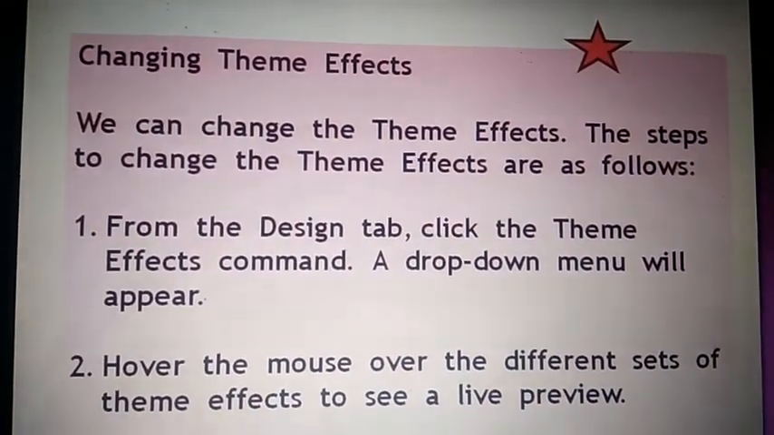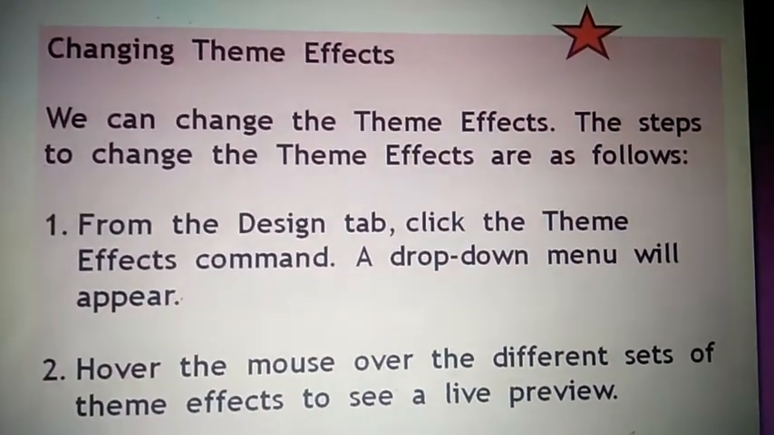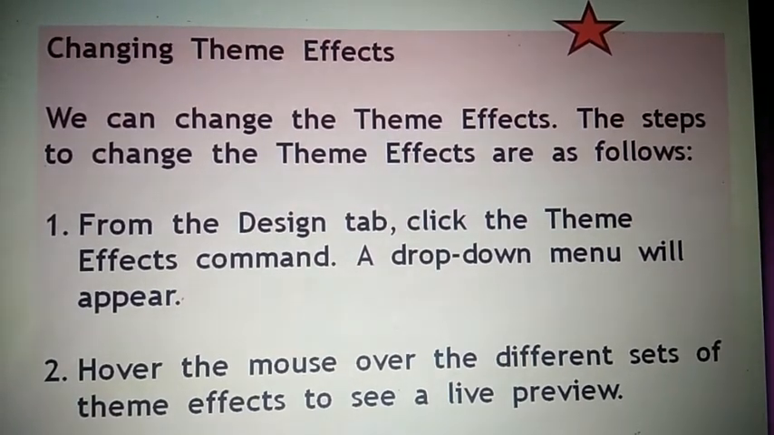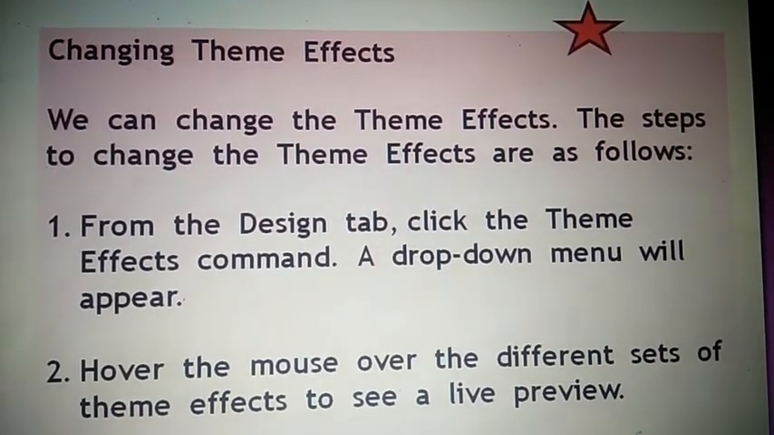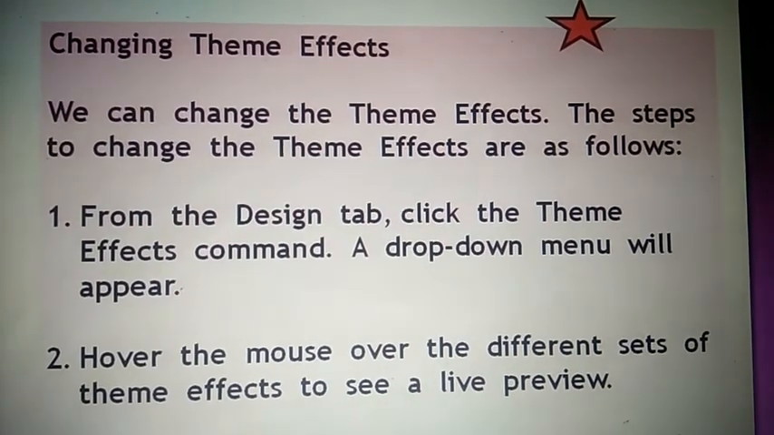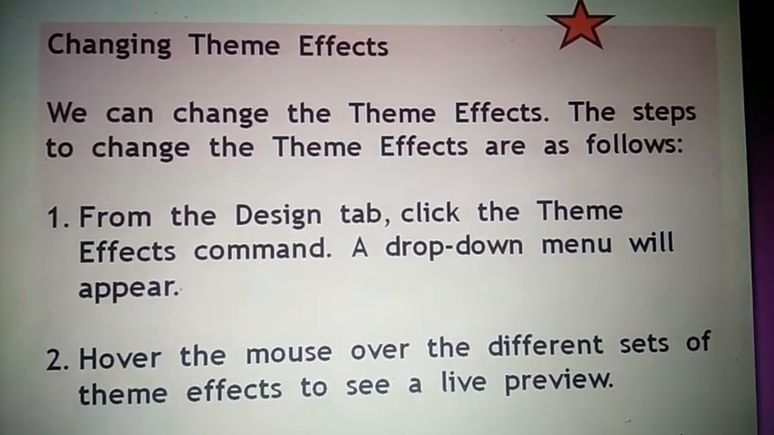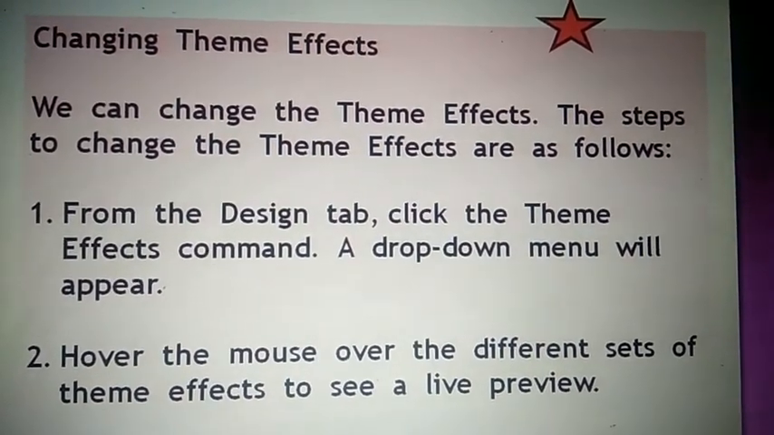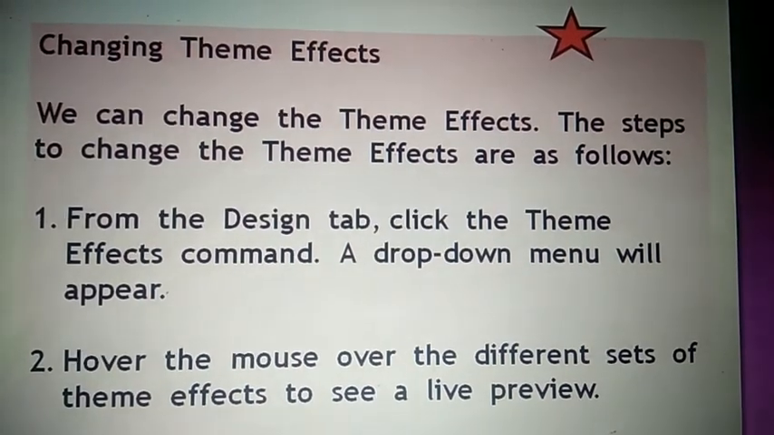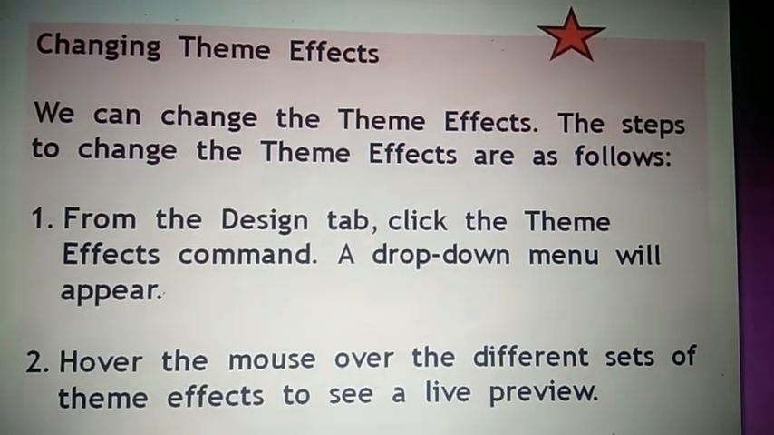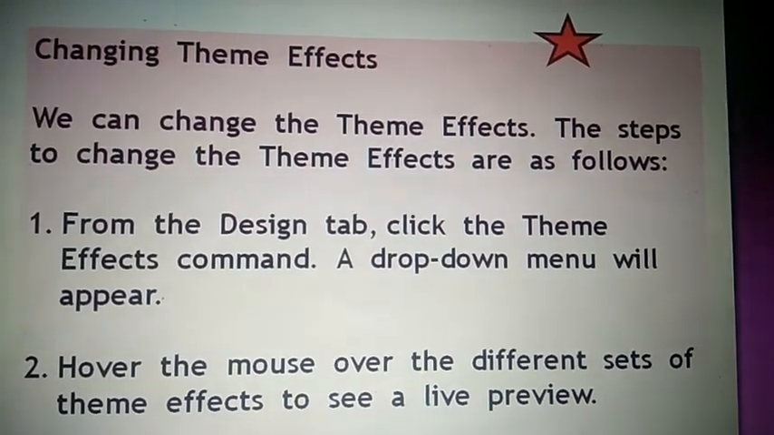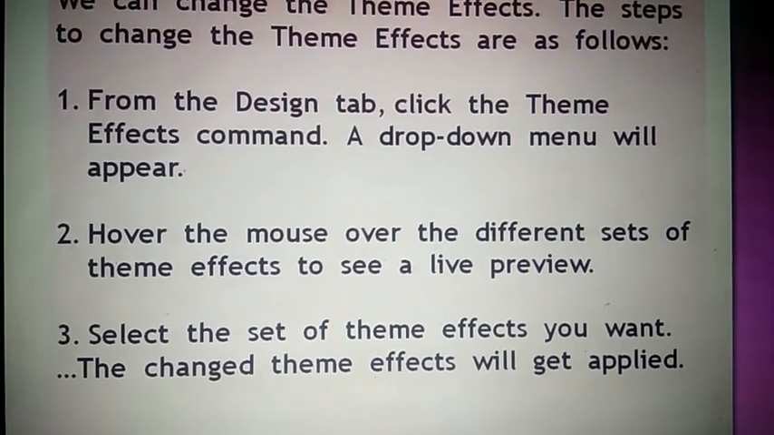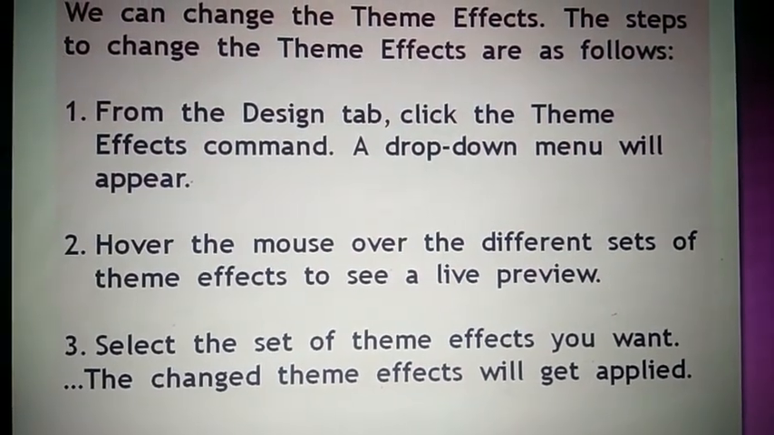Students, the next topic is changing theme effects. The steps to change the theme effects are as follows. First, from the Design tab, click the Theme Effects command. A drop-down menu will appear. Second, hover the mouse over the different sets of theme effects to see a live preview. Third, select the set of theme effects you want. The changed theme effects will finally get applied.